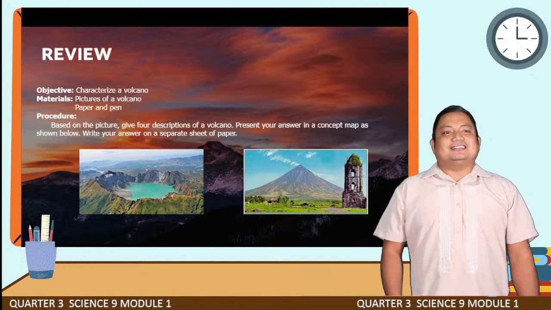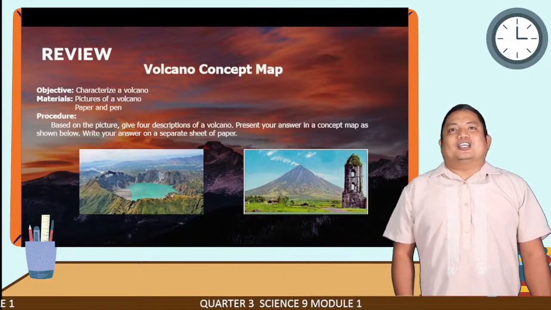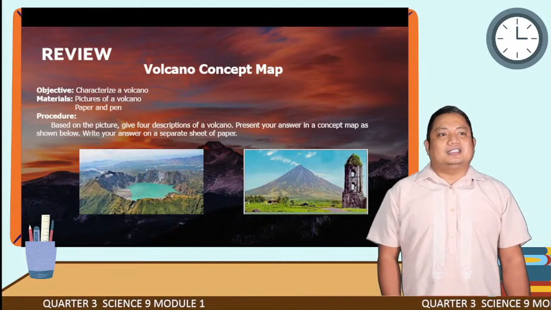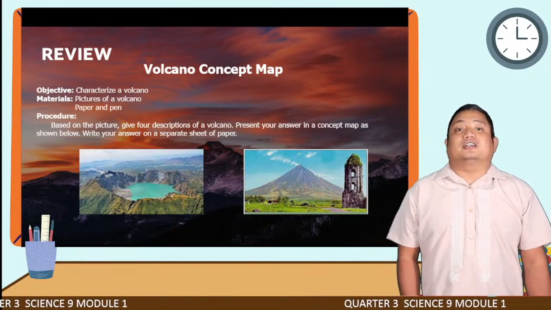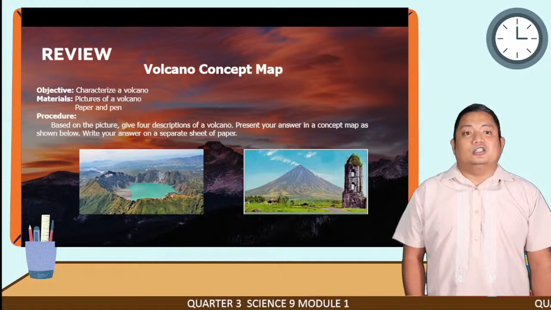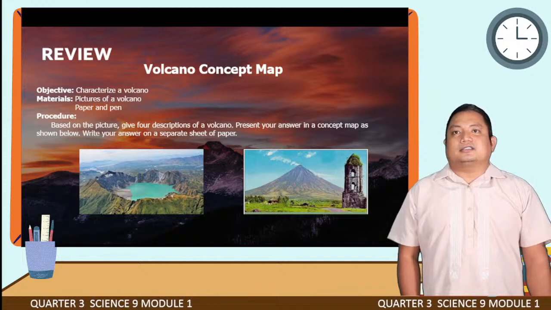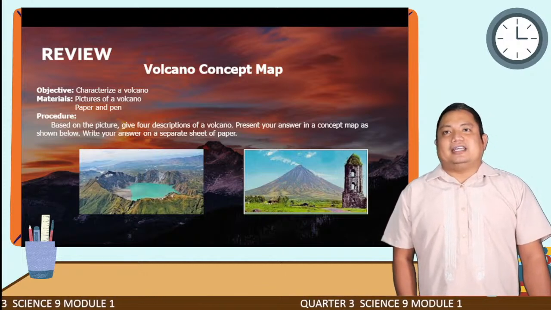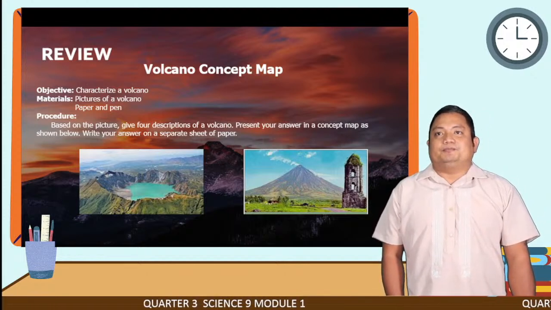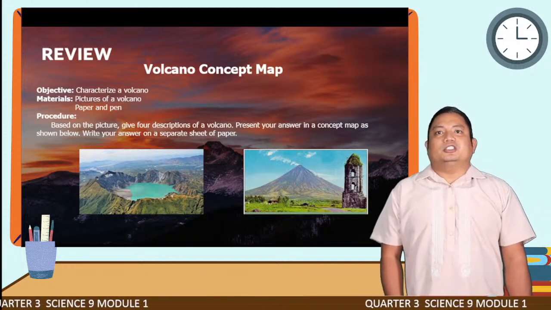We will start with answering the first activity entitled Volcano Concept Map. In your Araling Panlipunan, you have already discussed the different landforms together with the physical geography. And for you to be more familiar with one of the landforms, which is the volcano, we need to answer this activity. The objective of this activity is to characterize a volcano. Our materials are pictures of a volcano, paper and pen. For the procedure, based on the picture, give four descriptions of a volcano.